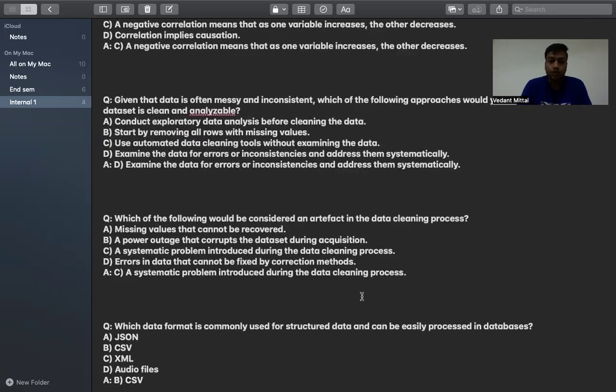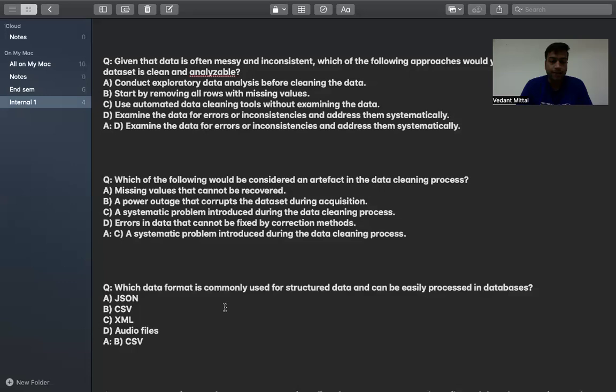The next question is, which of the following would be considered an artifact in the data cleaning process? Missing values that cannot be recovered, a power outage that corrupts the data set during acquisition, a systematic problem introduced during the data cleaning process, errors in data that cannot be fixed by correction methods. So the correct answer is option C, that is a systematic problem introduced during the data cleaning process. Because many problems can occur, the data is missing, the data is not in the correct format, etc.